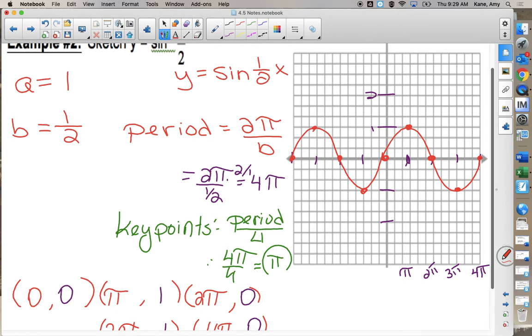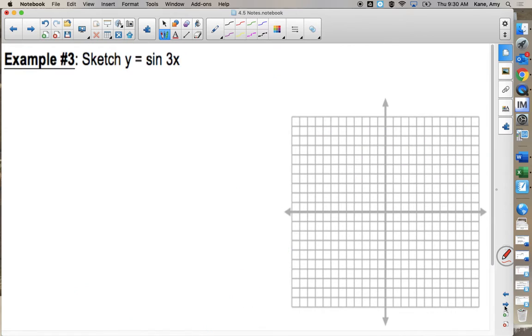So it really does stretch, because my old graph would have ended at 2 pi, and it really has gone past 2 pi because it's kind of double the length of it. We're going to try another one. It's still graphing sine. We're going to see if we can do the same thought process.